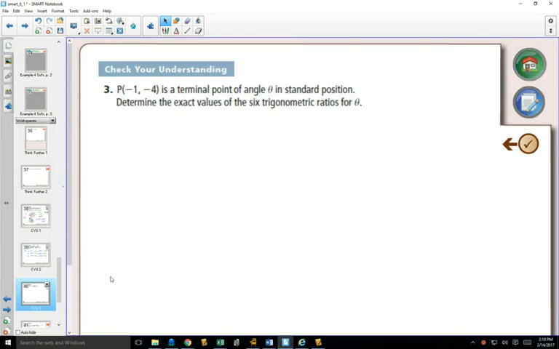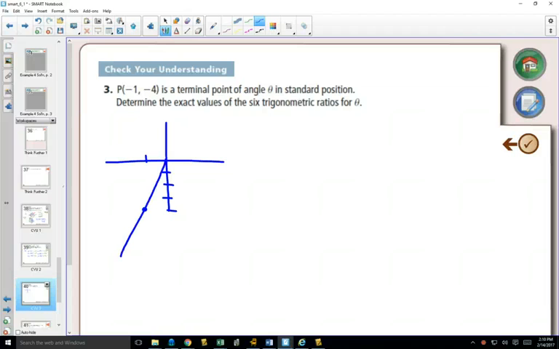So we are told that the point -1, -4 is on the terminal point of an angle in standard position. So if I were to draw that out, -1, -4, that point is on the terminal arm of some angle theta in standard position. We want to find all of the exact trig ratios for theta.